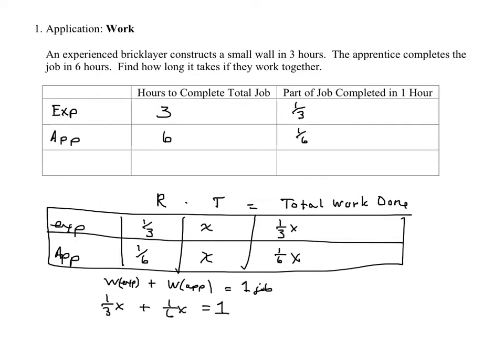We know how to solve these. I'm going to multiply everything through by a common denominator, which is 6. So I'm left with 2x plus x is equal to 6. 3x equals 6. x is equal to 2 hours together. So I'm going to write the sentence that completes it. And this 2 makes sense because it's less time than the experienced person takes.